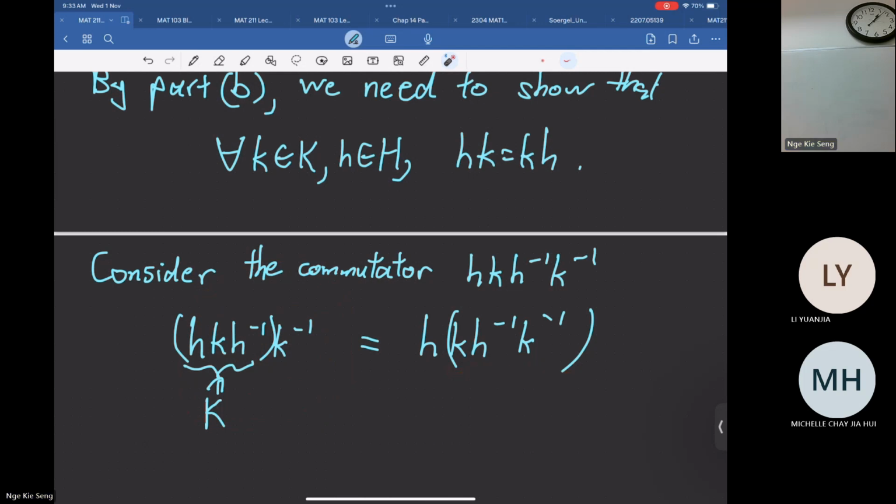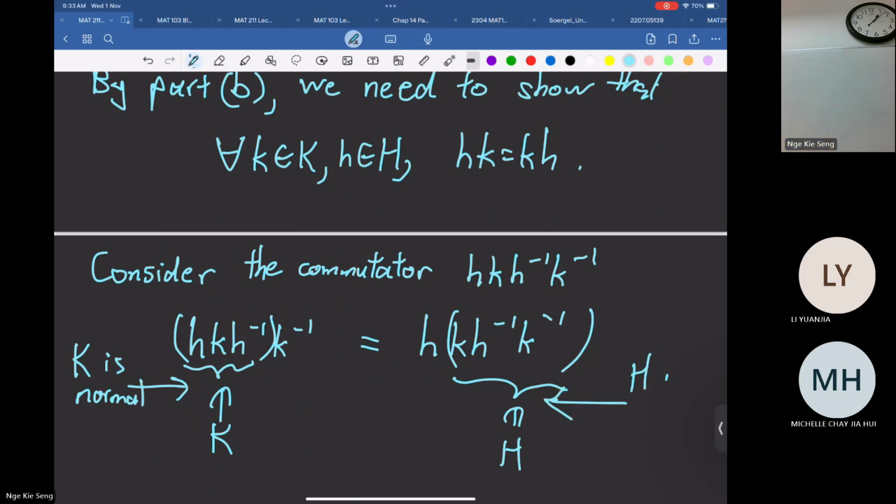How about here? If I group and look at the conjugate of H inverse, where does this live? In H. Why? Because H is normal. So we have the condition that K is normal, and H is normal. So you see, on the left hand side we have everything in K, and on the right hand side we have everything in H.